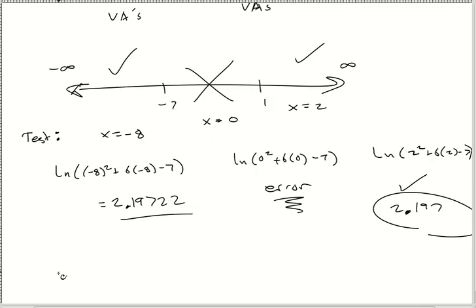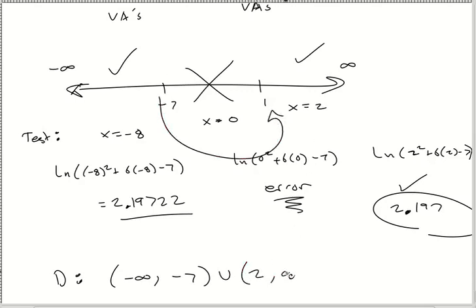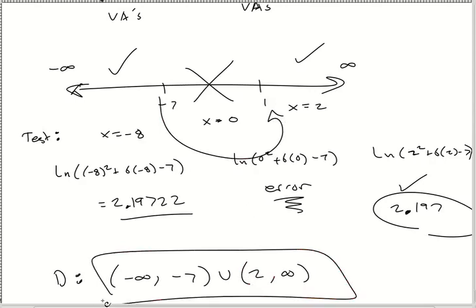Nothing in between. So what's my domain? Negative infinity over to negative 7, go around all that area, go around it, and then you're going to go from 2 to infinity. And there you go. The end.